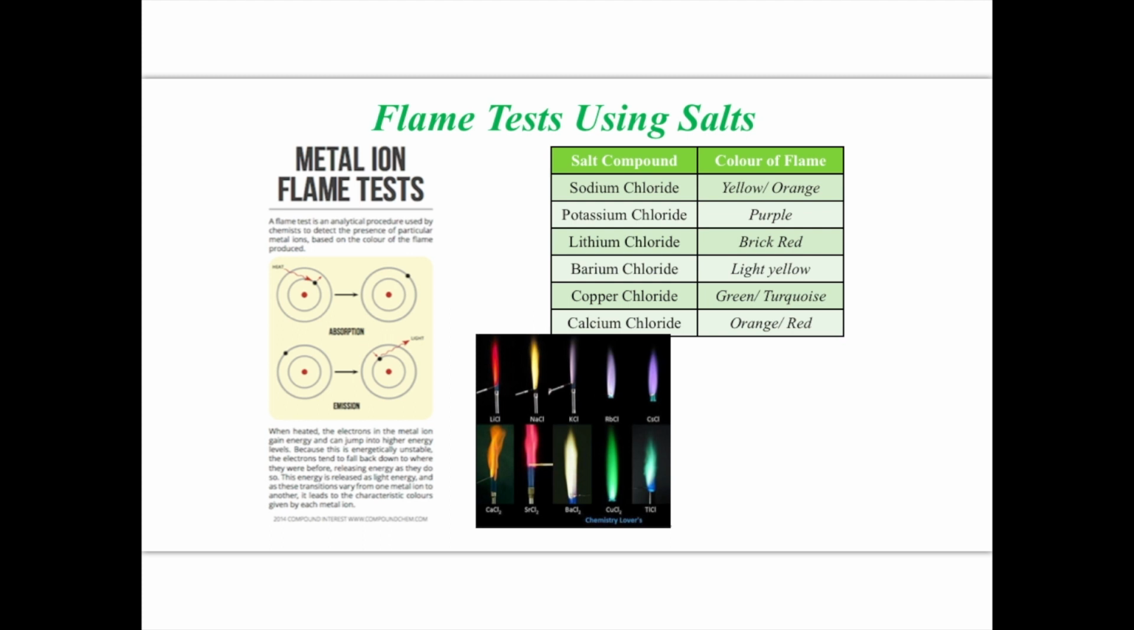Now if we look over here at this diagram, you can see those different colour changes for the flames. So the first one here, we've got lithium, then we've got sodium going orange, lithium went red, potassium goes purple. Down here we've got calcium, which is going the orangey red colour.